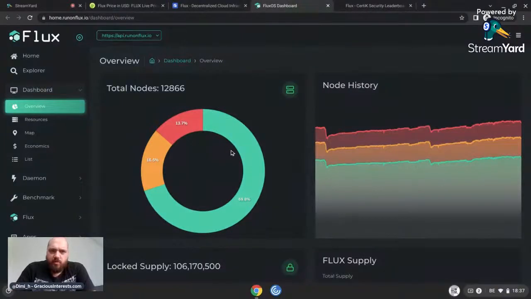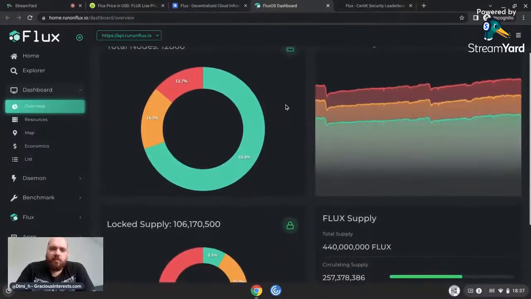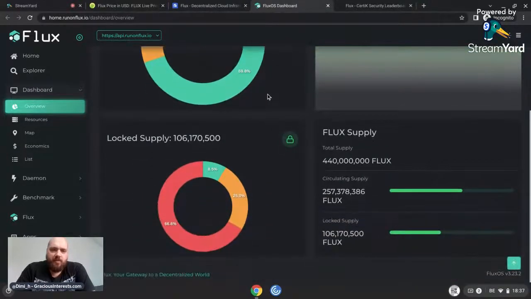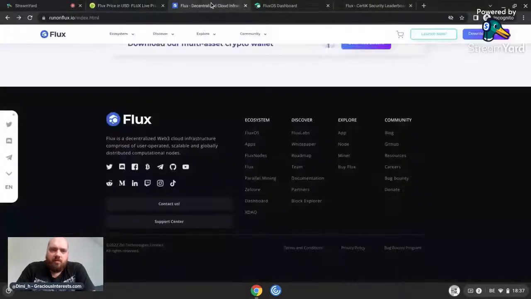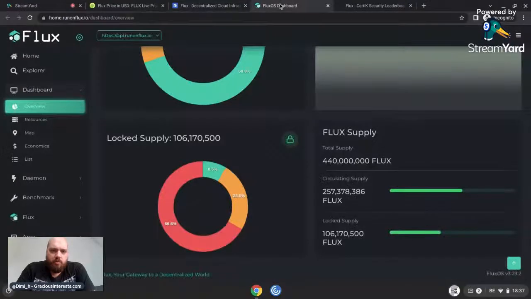That's the dashboard, the amount of nodes: Cumulus, Stratus, and Nimbus. As expected, the one with the better yields. These two are the most popular ones. There's even a locked supply. I believe it's more than half. Possibly slightly less than half of the available coins have been locked currently. Actually, most in Stratus.